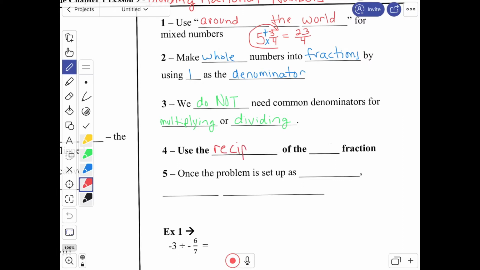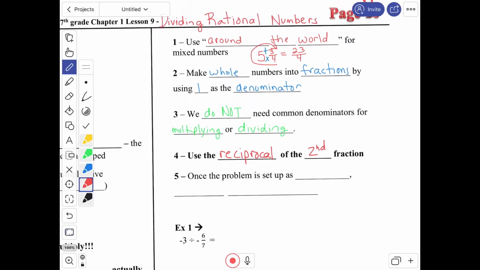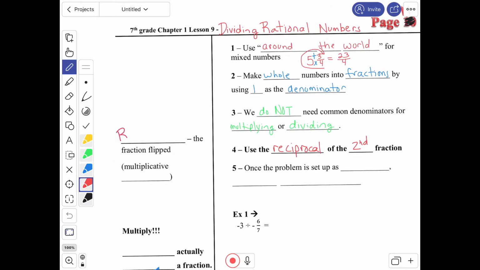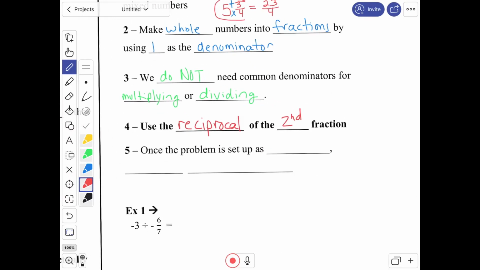And here's the part that's a little bit different. We're going to use the reciprocal of the second fraction. And reciprocal is a fancy word that means flipped. So we're going to flip the second fraction. This is also called multiplicative inverse, which I think is more fun to say. Multiplicative inverse. Keep, change, flip. Keep the first fraction, change to multiplication, and then flip the second fraction.